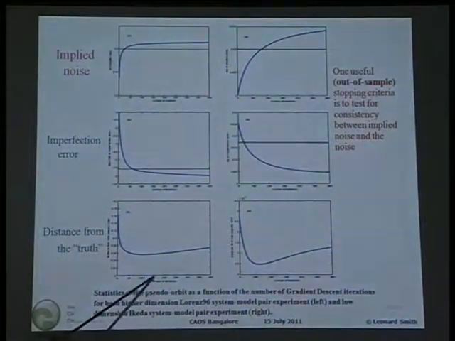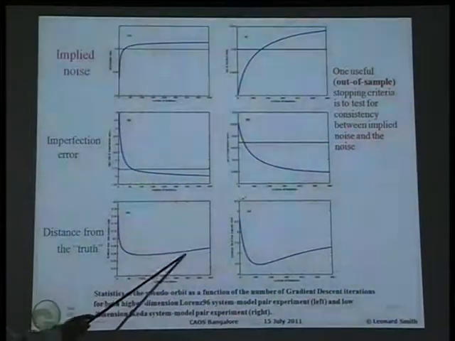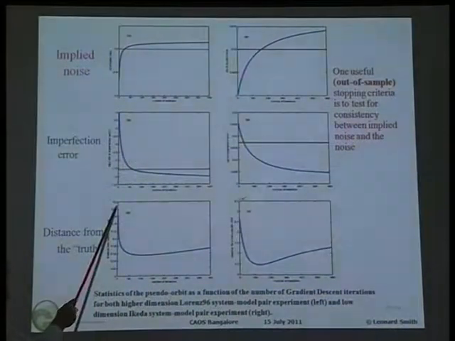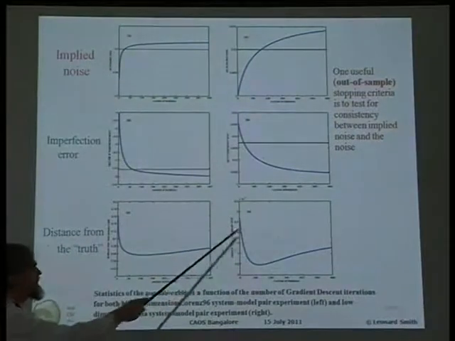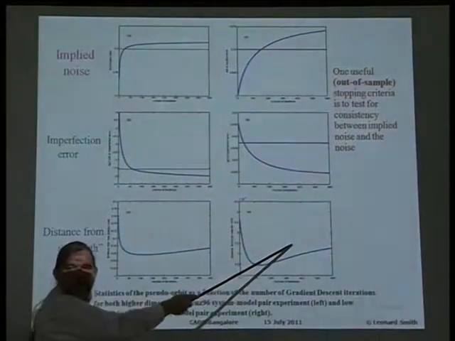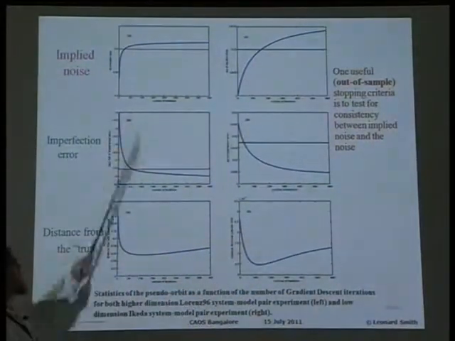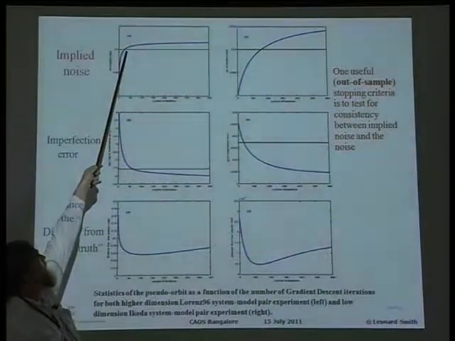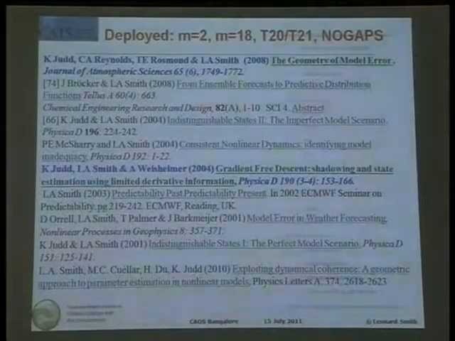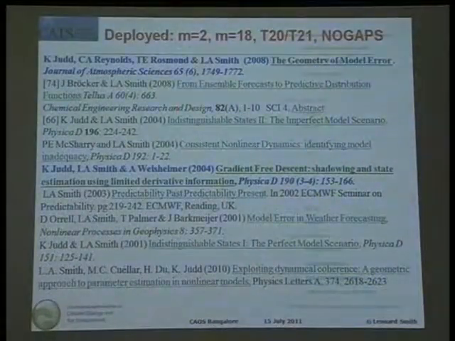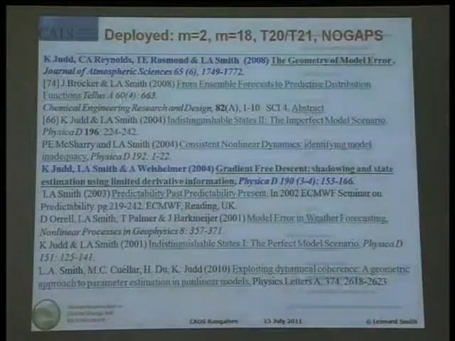This is looking at the distance from the true state as a function of time. Here you see they go down and they slowly start to move back up again. This is for a two-dimensional system. This is for a 40-dimensional, little Lorenz-96 system. But since we know this, we can try to find stopping times related to this implied noise. Those so far have given us fairly good results, but it's an open question as to finding a really good stopping time.